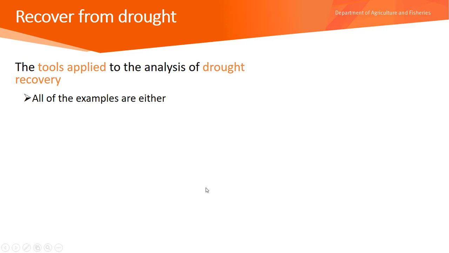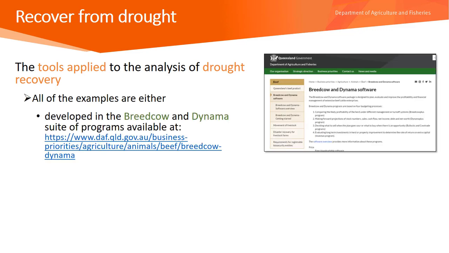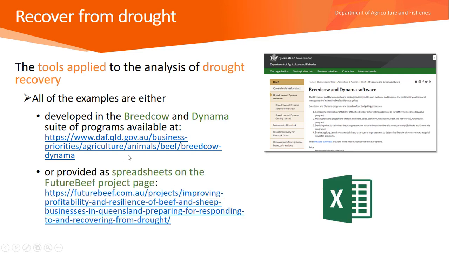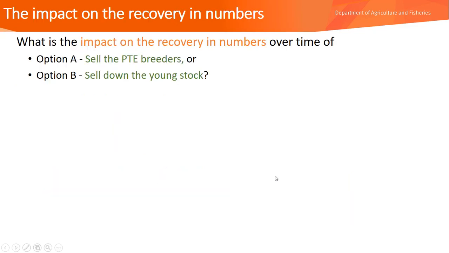So the tools to be applied are either all from the Breed Cow Dynamo software and downloadable from the DAF website, or the spreadsheets that we use in this presentation are available on the Future Beef project page and can be downloaded from there. Let's go back to the end of the previous presentation where we looked at the impact of recovery in numbers over time of those two separate options that we considered.